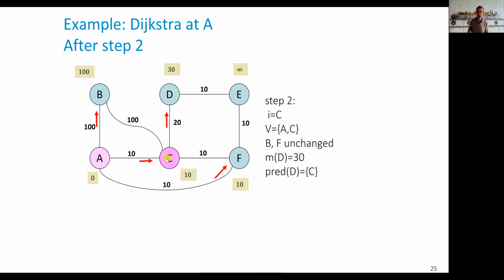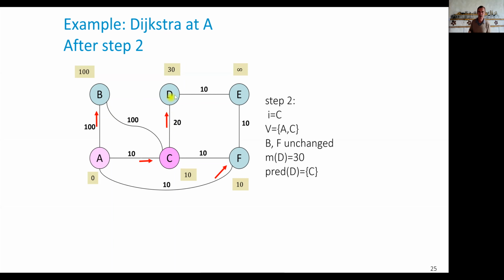Then I apply the same. Now I have one more node in my set, V. So I look at all the neighbors. I can have better estimates of all the neighbors of C. I have a neighbor that is B, but that gives me another estimate, 10 plus 100, 110, but this is less good, so I ignore it.